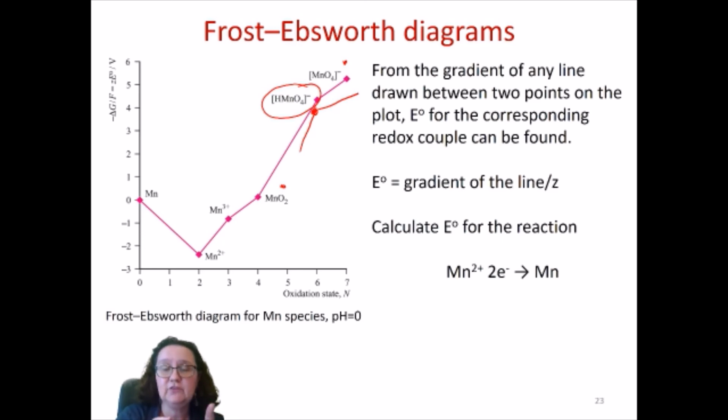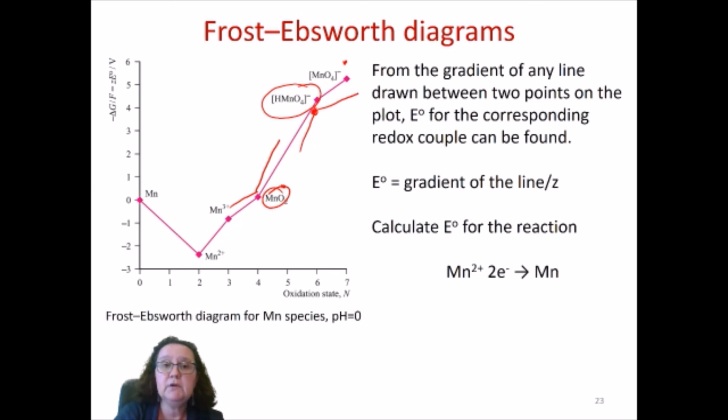That means that species, the hydrogen manganate, is susceptible to disproportionation. It will disproportionate, at least the process is thermodynamically favorable. It disproportionates into permanganate and manganese oxide. When the species falls in a well, a dip, like for example here, manganese oxide in between the manganese 3 and the hydrogen manganate, that means the species is not susceptible to disproportionation. Thermodynamically, that species is stable.